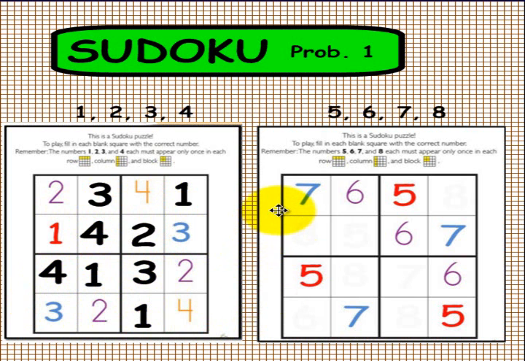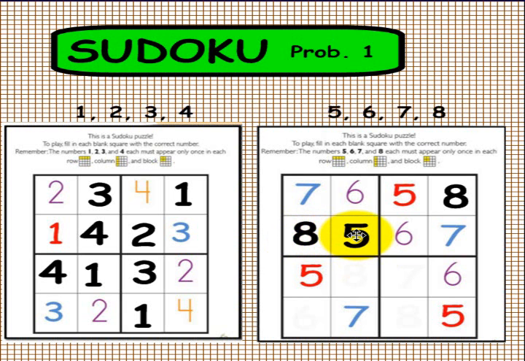Let's look at the second Sudoku. Here we have the number 7, 6, 5, and we're dealing with 8. So that completes this row and this column. Very good. Now, if we have a 6 and a 7 here, and we have a 5 here, what can we place here? Well, we know it can't be a 6, and it can't be a 7, so it must be an 8. Now, if this is an 8, what's missing over here?